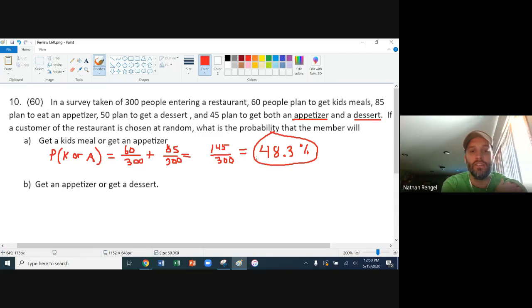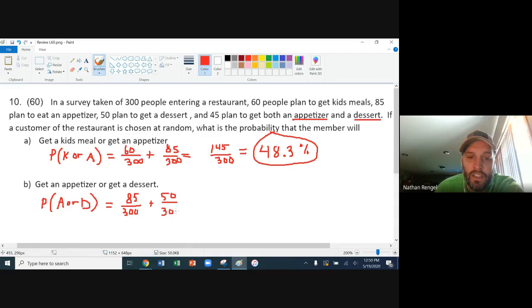Part B, get an appetizer or get a dessert. So still the same idea. We're going to be adding our probabilities. So we check how many people are getting appetizers. So we just did that. That's 85 out of 300. Plus how many people are getting dessert. That's another 50 out of 300.